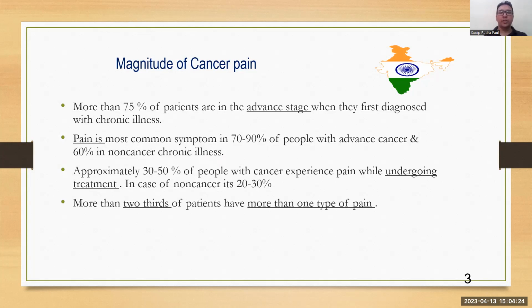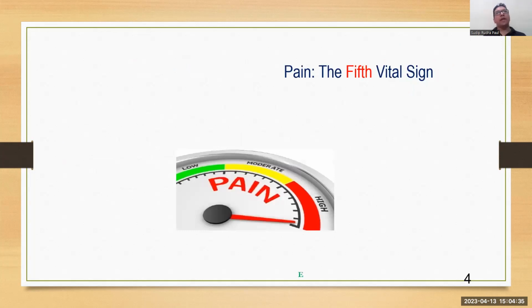More than two-thirds of the patients have more than one type of pain. Different types we will discuss, then you will understand. Nowadays, pain is considered the fifth vital sign. We already have four vital signs: temperature, pulse, respiration, and BP. But WHO has recommended that whether or not patients are having pain, we should at least ask them. So in 24 hours, according to your setup's protocols, maybe once or twice a day, wherever you take the vitals, please ask the patient whether they are having pain or not.